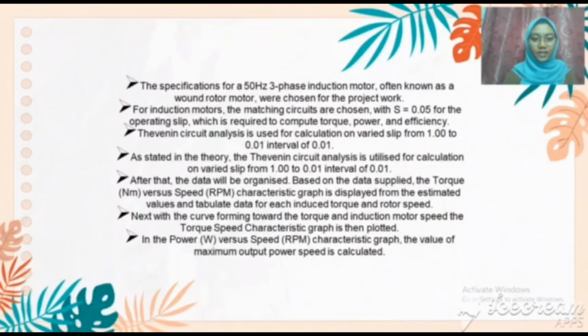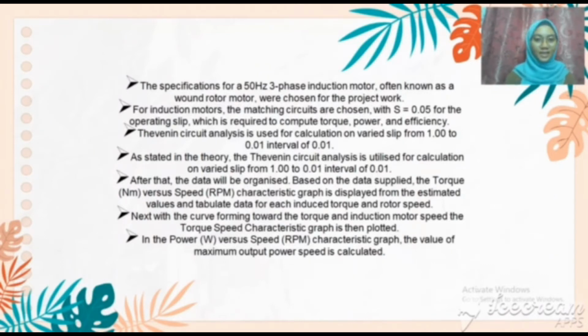Lastly, Microsoft Excel simulation explanation. The specification for a 50 Hz 3-phase induction motor, often known as a wound-rotor motor, were chosen for the project work. For induction motor, the equivalent circuit is chosen with s equal to 0.05 for the operating slip, which is required to compute torque, power and efficiency. Thevenin circuit analysis is used for calculation of variable slip from 1.00 to 0.01, interval of 0.01. As stated in the theory, the Thevenin circuit analysis is utilized for the calculation on variable slip from 1.00 to 0.01, interval of 0.01. After that, the data will be organized.